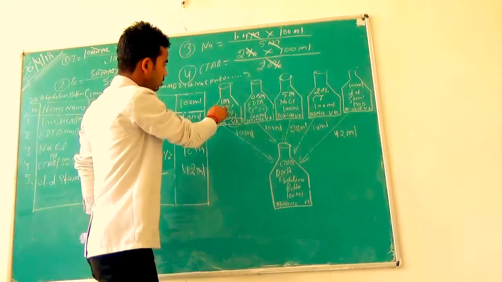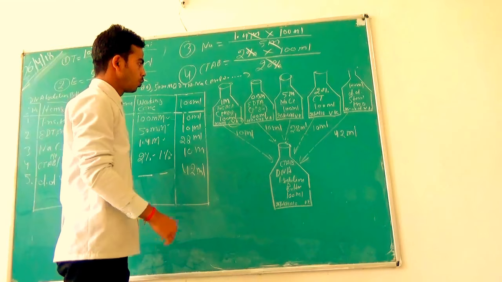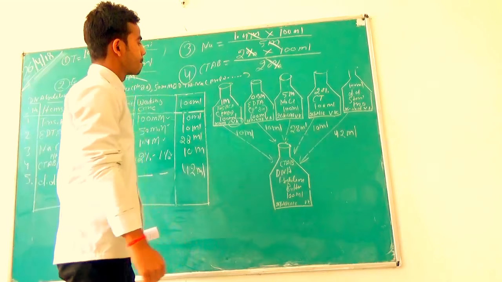Calculated formula, 1 molar Tris HCl, pH 8.0, 100 ml.